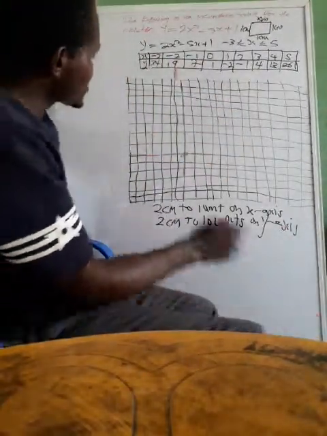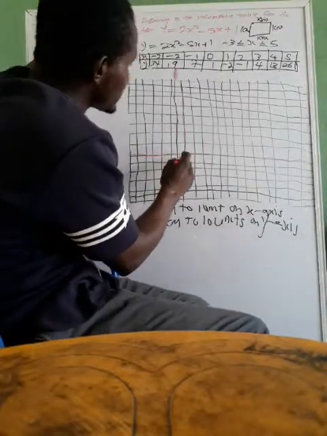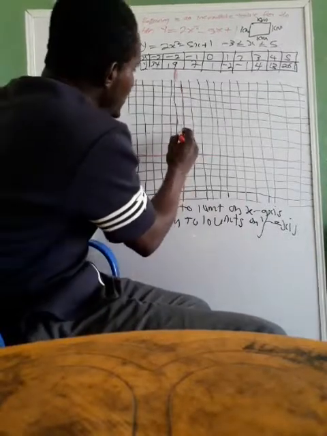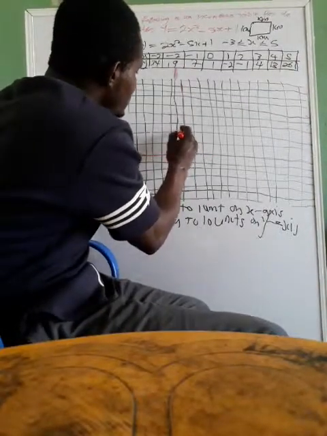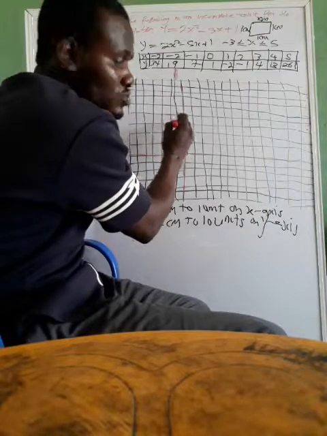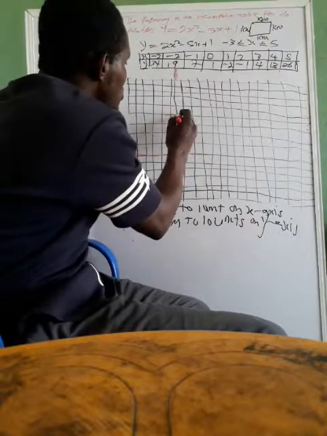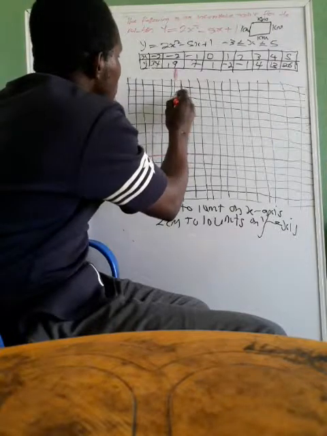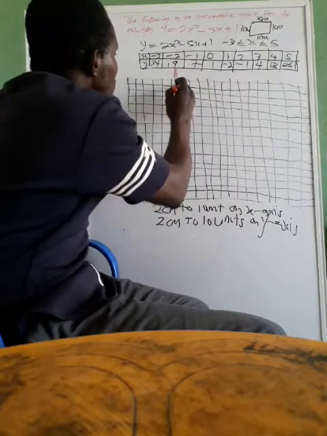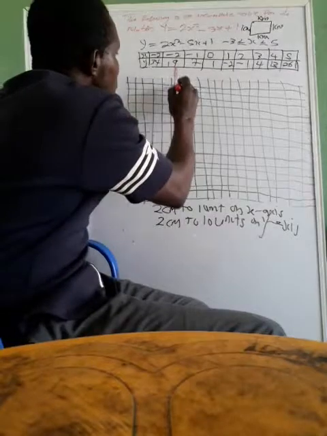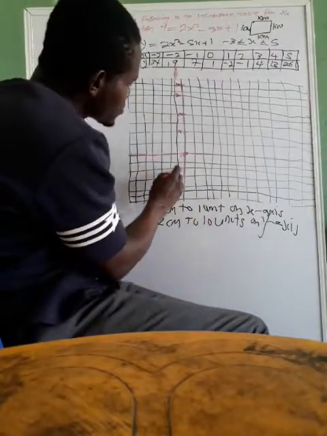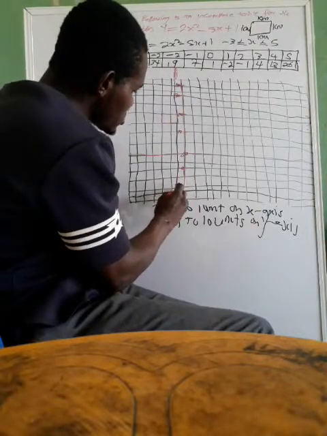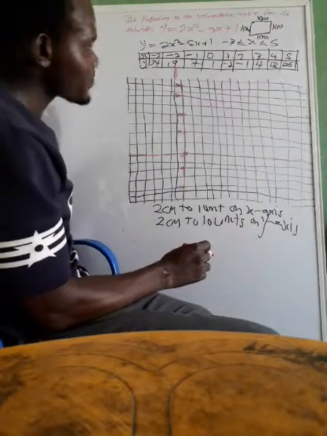Look at it. Don't forget, on the vertical axis, 2 centimeters to 10 units. From here to here, you put your line. Here is 10. From here to here is 20. From here to here will be 30. And from here to here, it will be 40. I've already labeled that. Now, another one: from here to here is minus 10. From here to here is minus 20. I'll stop there. You see now?